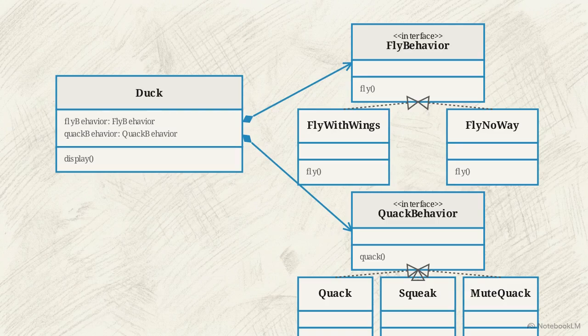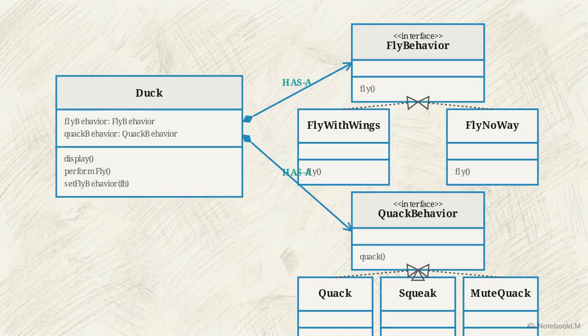By giving the duck class a reference to the behavior it needs, we avoid the side effects of inheritance while still allowing different ducks to share the same flight logic. This has-a relationship allows us to favor composition over inheritance. Looking at the code block inside the duck class, the duck holds a variable referencing the behavior interface. When it needs to move, it delegates the work to that behavior object.